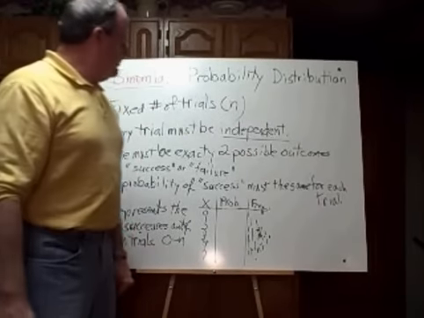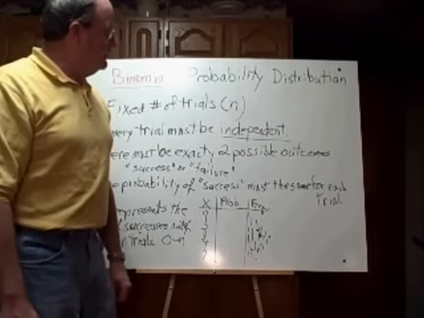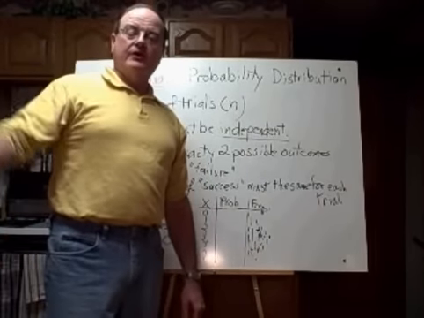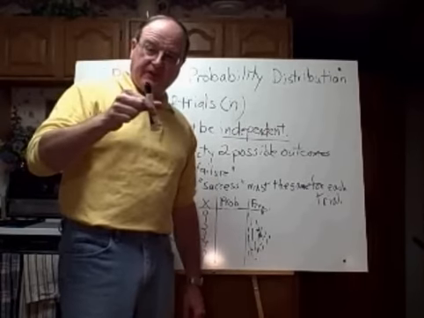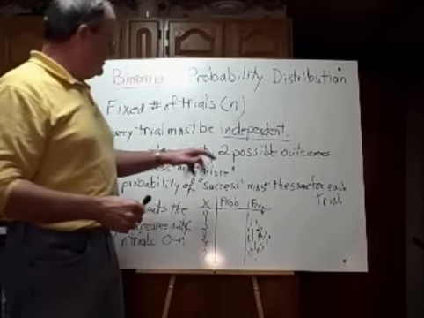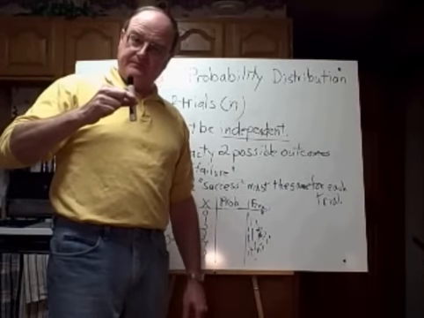And number 4, the probability of success must be the same for each trial. Well, we know the probability of getting a 2, it can occur 1 time out of 6. So, yeah, the probability of success would be 1 out of 6.